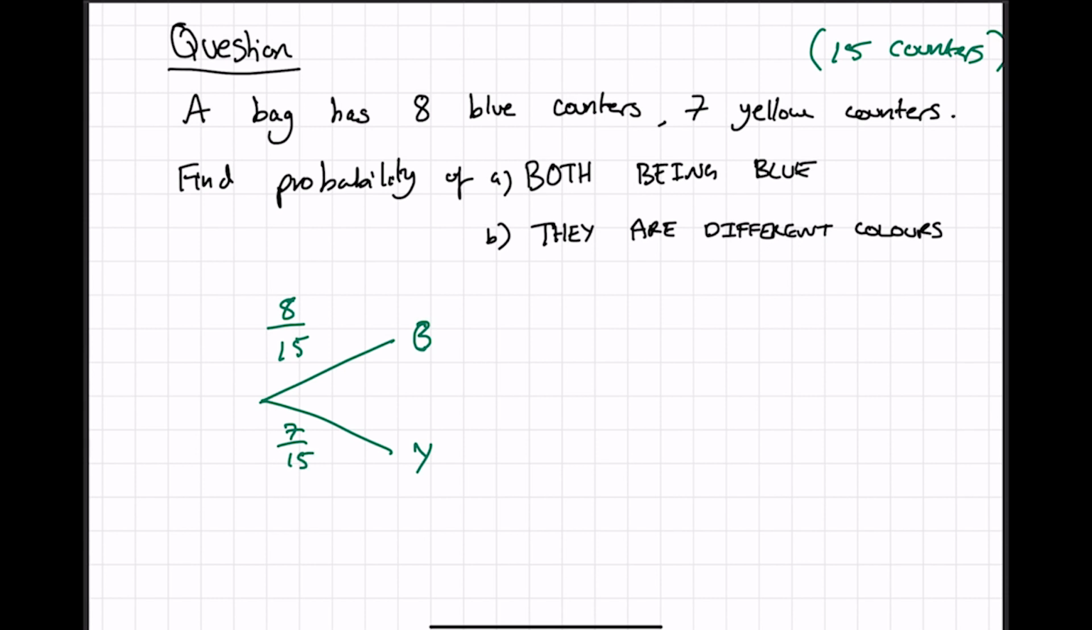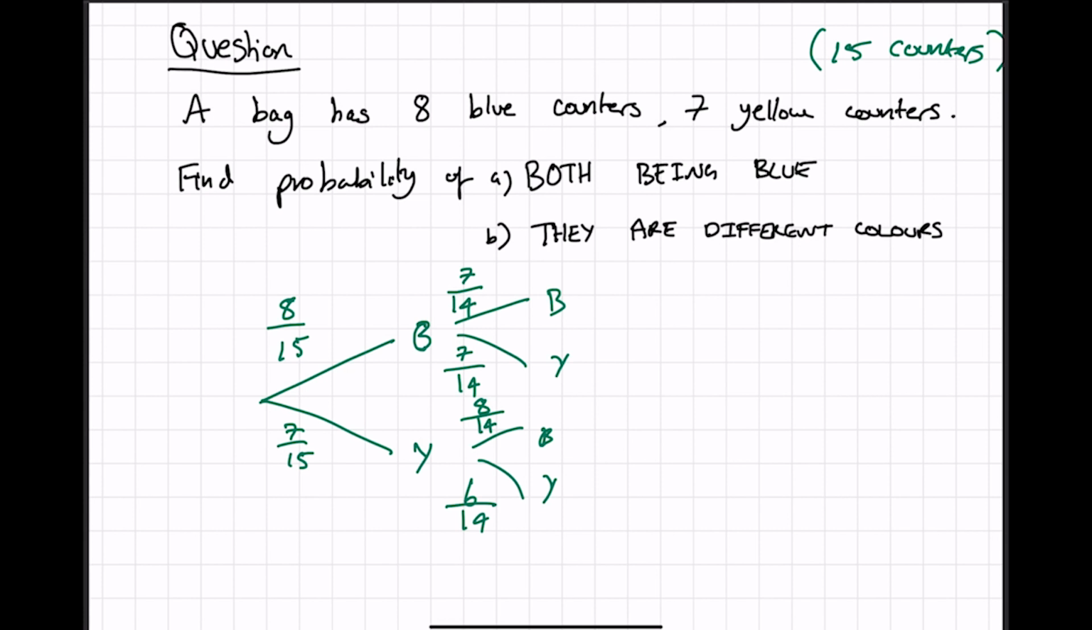Now, if we already picked a blue counter in our first pick, that means there's only 7 blue counters left, and because we picked one counter, there's only 14 counters left. But there are still 7 yellow counters. In the case at the bottom, if we pick a yellow counter, then there's only 14 counters left and only 6 are yellow. And here there'd be only 14 counters left, but all 8 would be blue. So that would give us our tree diagram there.